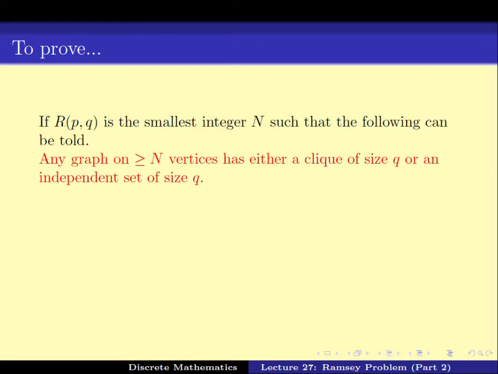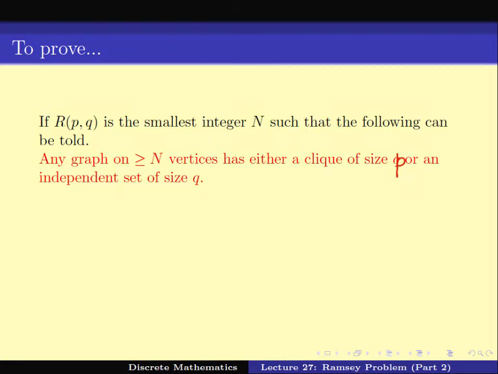Any graph on at least n vertices either has a clique of size P or an independent set of size Q. Then we want to prove that this relation holds.